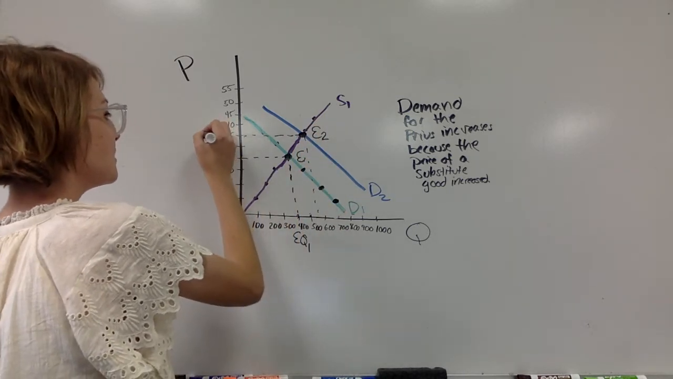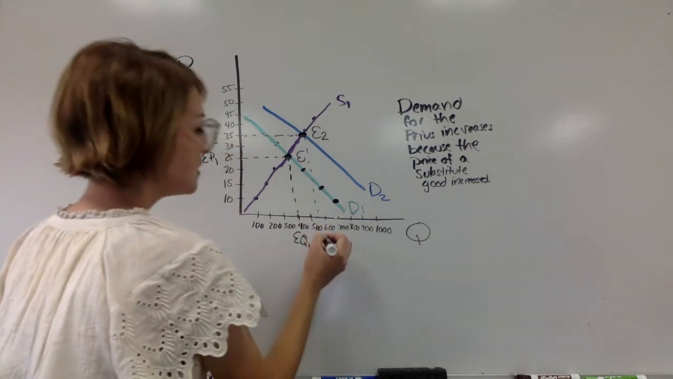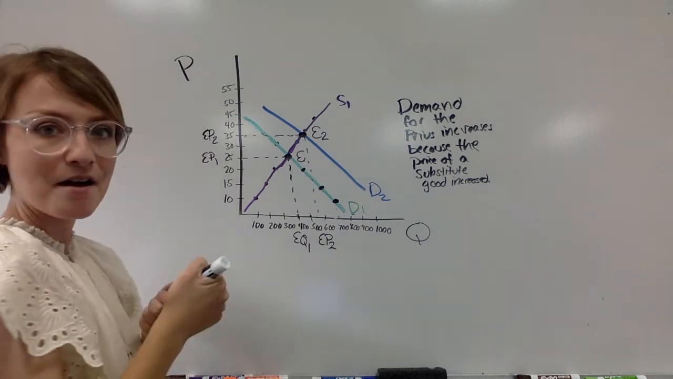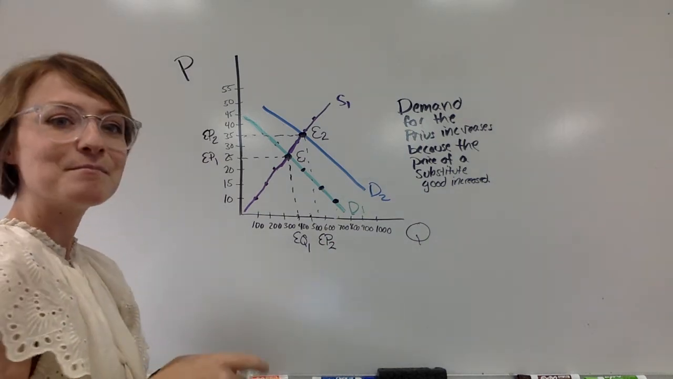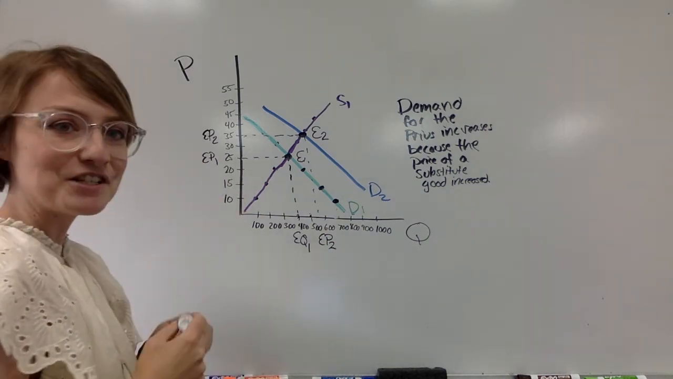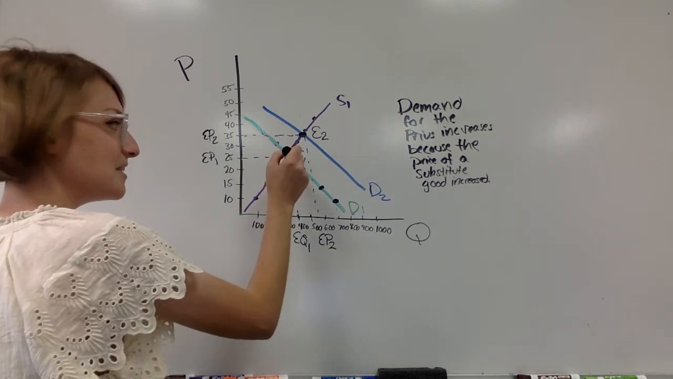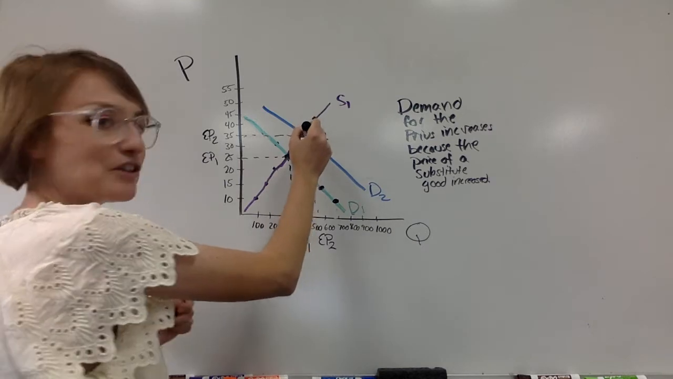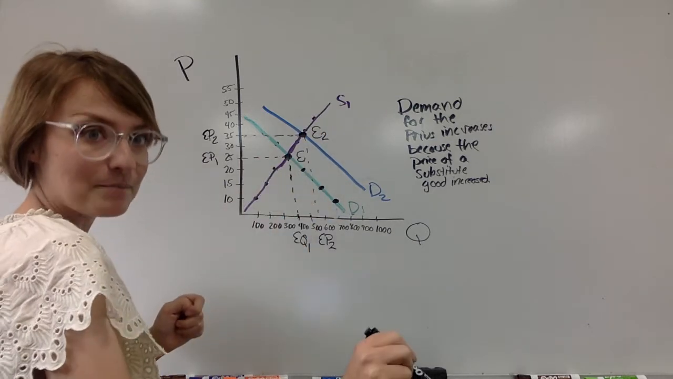All right, and then write EP2 and EP1. All right, I've done that. Beautiful. What do we notice has changed here? So equilibrium price started here. So it started at $25,000, right? And now it's shifted to $35,000, so it's gone up.